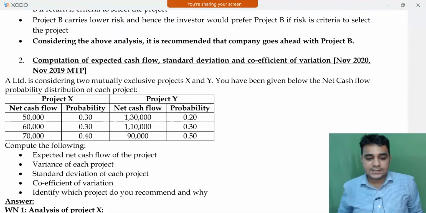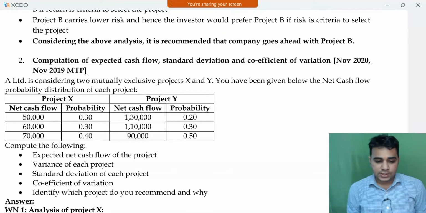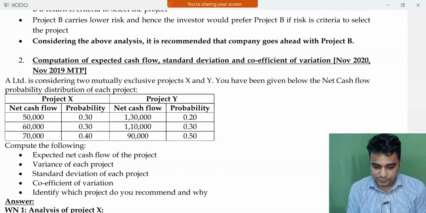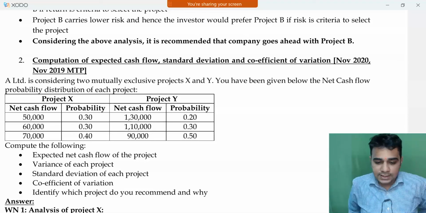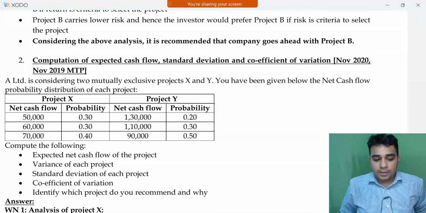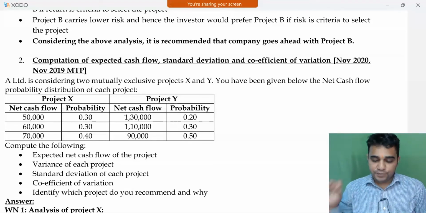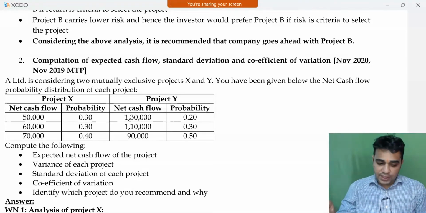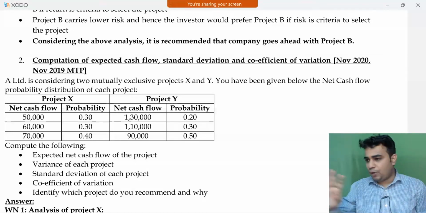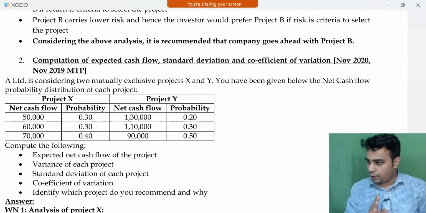A Limited is considering two mutually exclusive projects. You have been given the following net cash flow probability distribution of each project. Probability, net cash flow: 50,000, 60,000, 70,000. Expected net cash flow, variance, standard deviation, coefficient of variation. I'm not bothered about project Y. I'm just going to focus on project X.